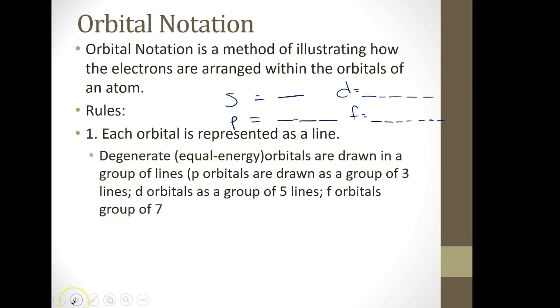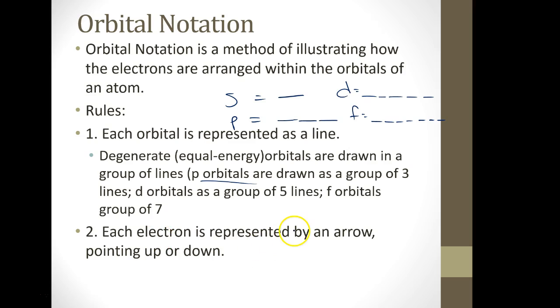And then after the orbitals, so this is where I was talking about p orbitals drawn as a group of 3 lines. Each electron you're going to draw as an arrow, either pointing up or pointing down. A lot of times I do my arrows like that because it's easier and faster. So you're going to draw an arrow for each electron pointing up or down.